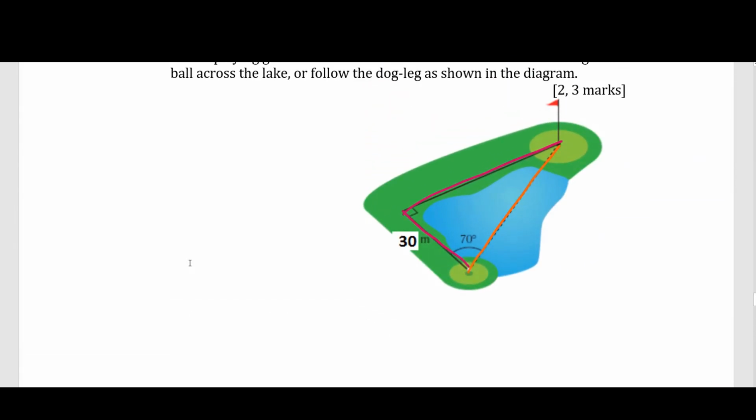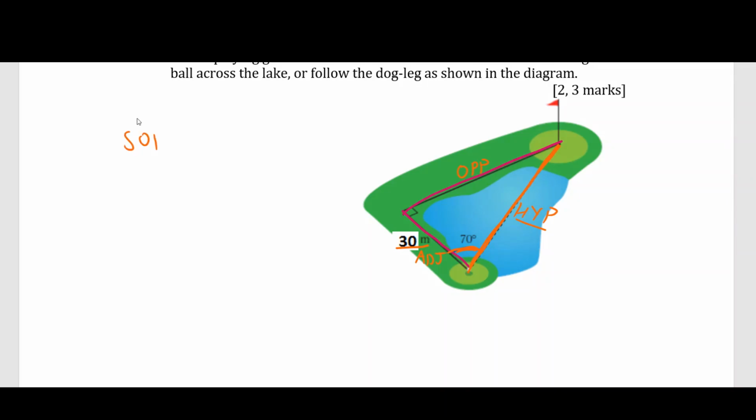So across the lake, we need to figure out the hypotenuse. This orange bit here is the longest side, the hypotenuse. And here's our angle 70. Over here we've got the adjacent. That's the adjacent, and this is going to be opposite. The adjacent's 30. We need to figure out the hypotenuse.